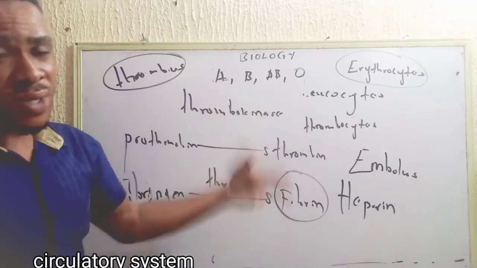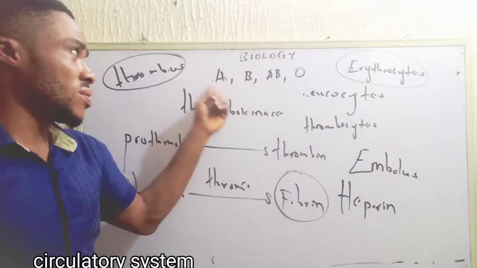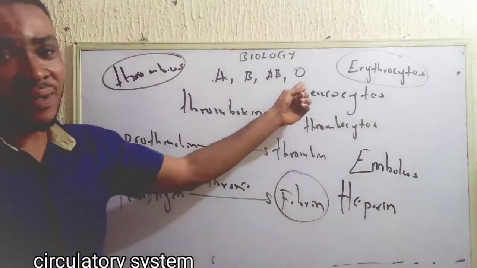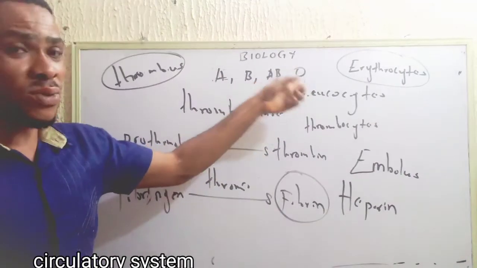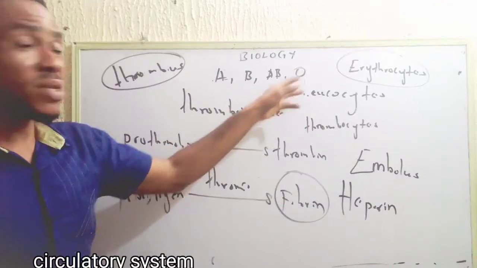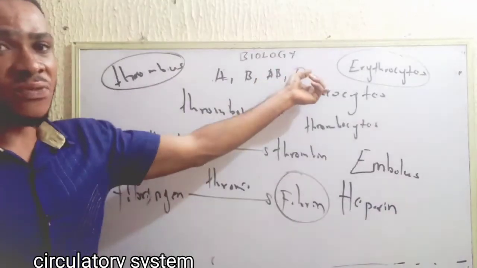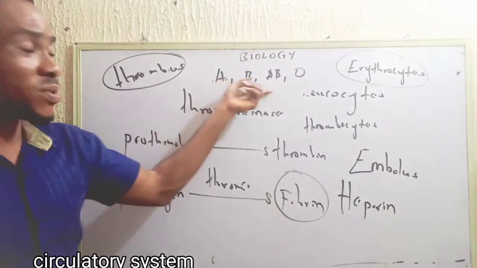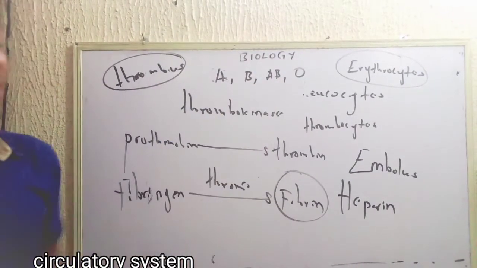But O is known as the universal donor. Why? Because O can give blood to all these four blood groups. Remember, if you have blood group O, you can give to everybody, but only those in O can give to you. Then when you have blood group AB, you can receive from all the blood groups, but can only give back to AB.